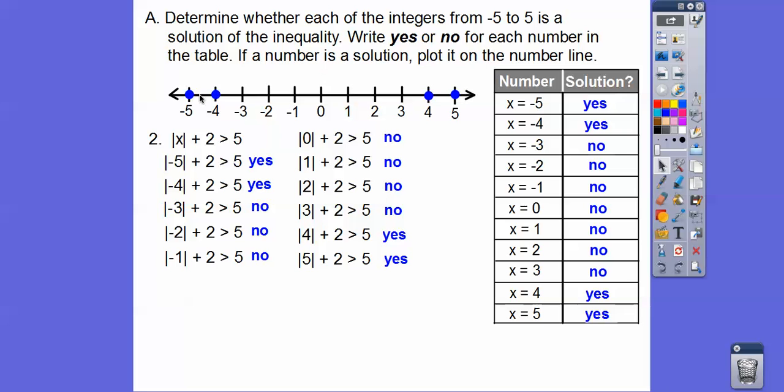So when we plot them, it's going to be these two on this side. That's these guys right here. And then also 4 worked and 5 worked. So we plotted 4 and 5. All these other integers were no.